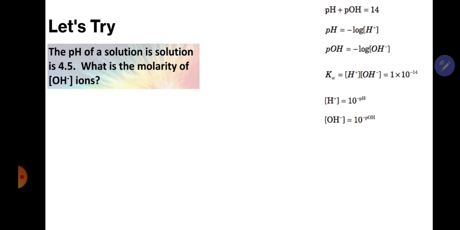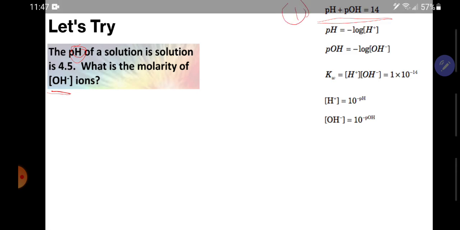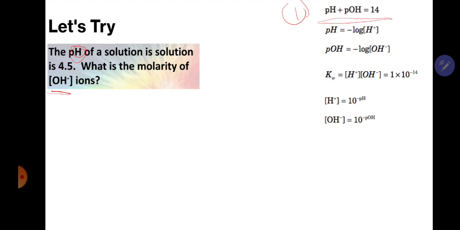All right. This time, they give us the pH, but they want to know the OH. Well, because I don't have very many combination formulas, this is the only combination formula between pH and pOH, we're going to have to use 2 formulas to get to this answer. We'll use this one to get our pOH, and then we'll use this one to get the hydroxide concentration.